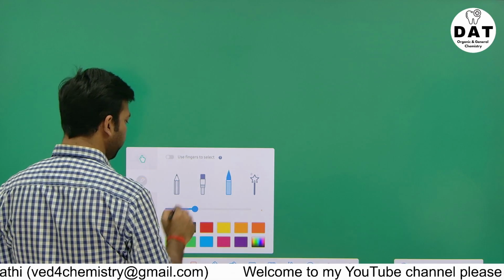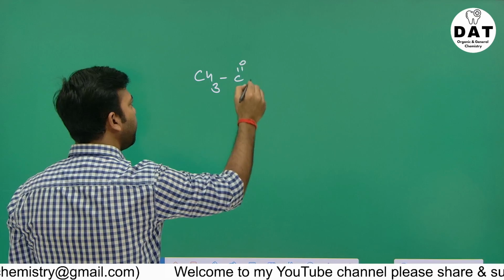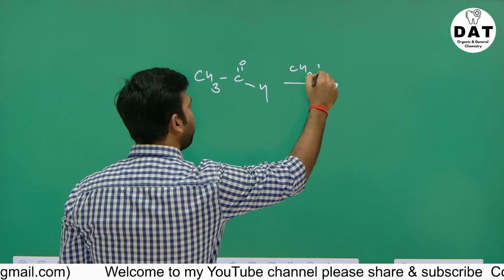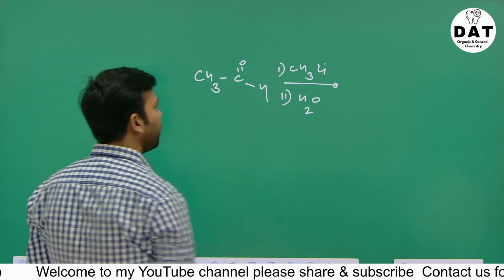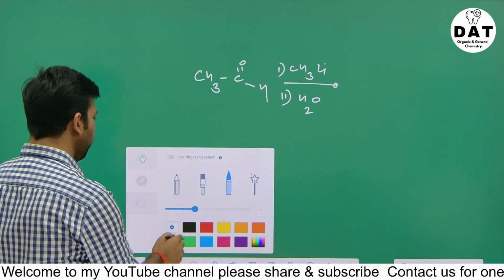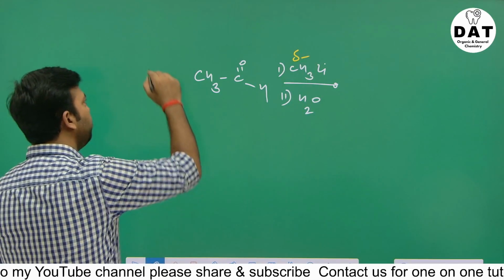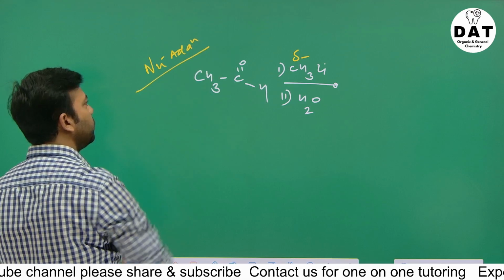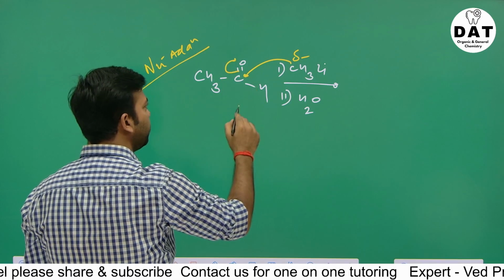Like this one, suppose we have a reaction where we have aldehyde and we are using CH3Li. The first step, the second step is water. So CH3 is my nucleophile, there is no doubt about it. So this reaction will be a nucleophilic addition. So the nucleophile is going to attack on the carbon, the C=O bond is going to break.